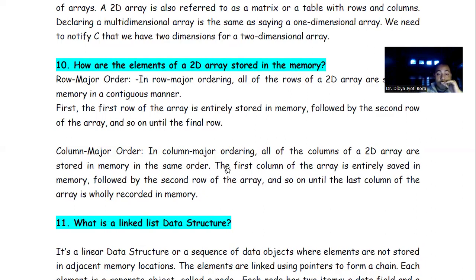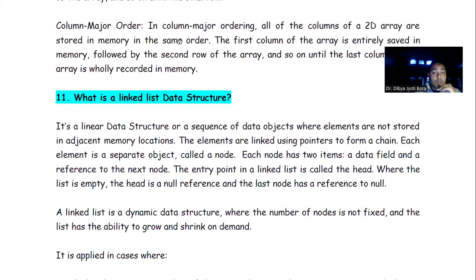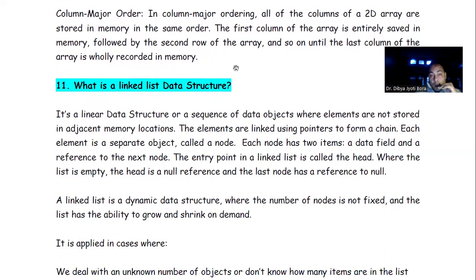Then column major order. In column major ordering, all of the columns of the 2D array are stored in memory in the same order. The first column of the array is entirely saved in memory, followed by the second column of the array, and so on until the last. Okay, so first we store the first column, second column, then until we reach the last column. That is the column major order. So two ways, row major order and column major order. We can say one is horizontal, another one is vertical.